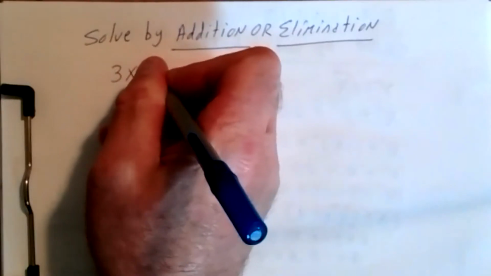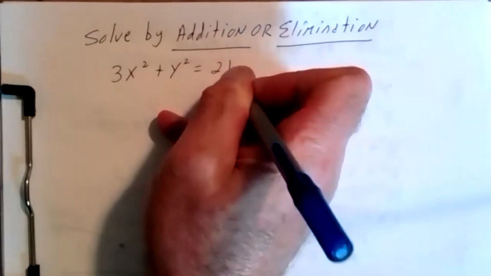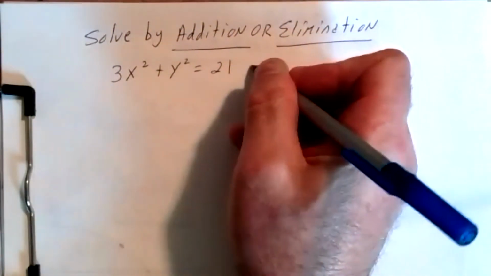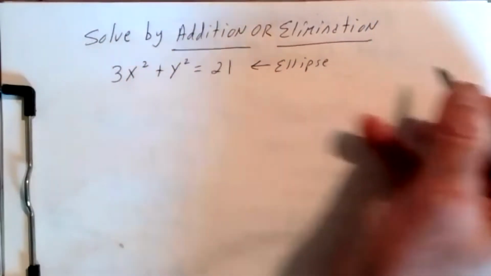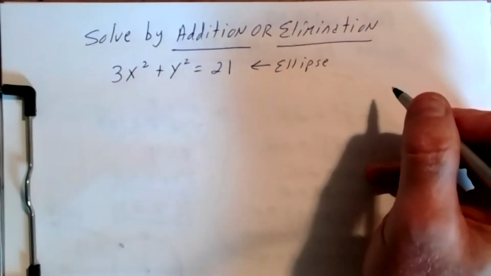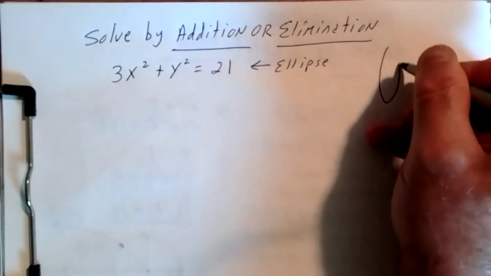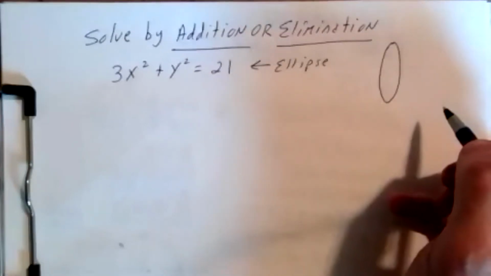Here's our first equation: 3x squared plus y squared is equal to 21. This is going to be the graph of an ellipse. This is not the graph of a circle. It's the graph of what's called an ellipse, which is a degenerate circle. This ellipse in general would look like this. The major axis would be vertical, or the minor axis would be horizontal.